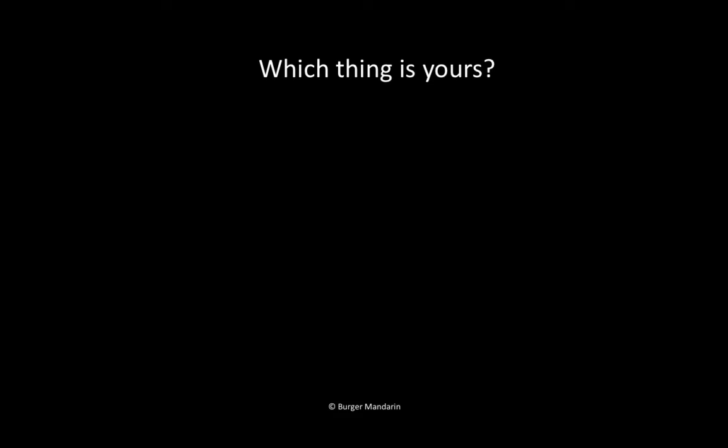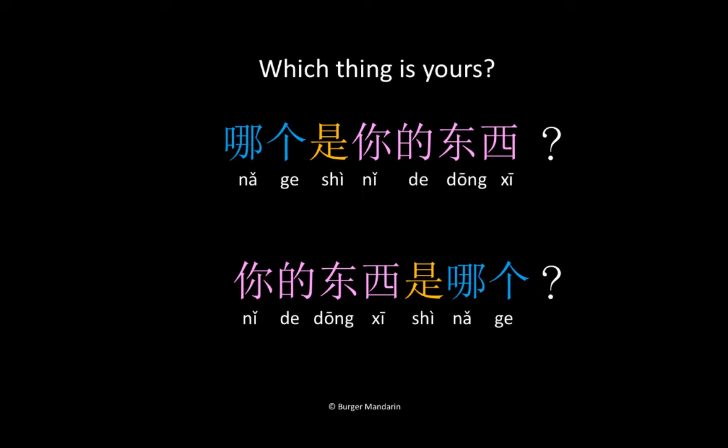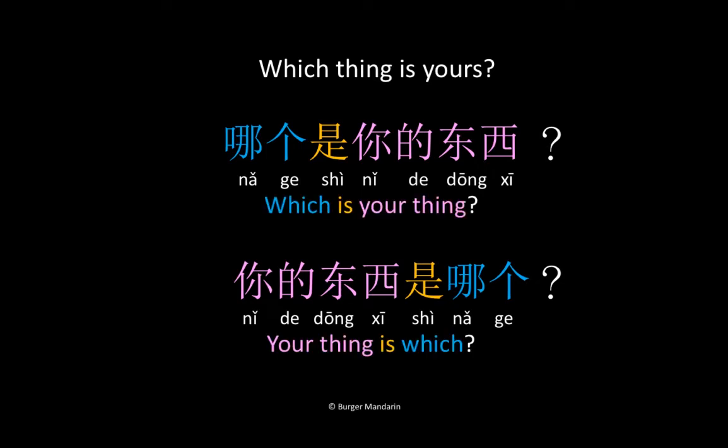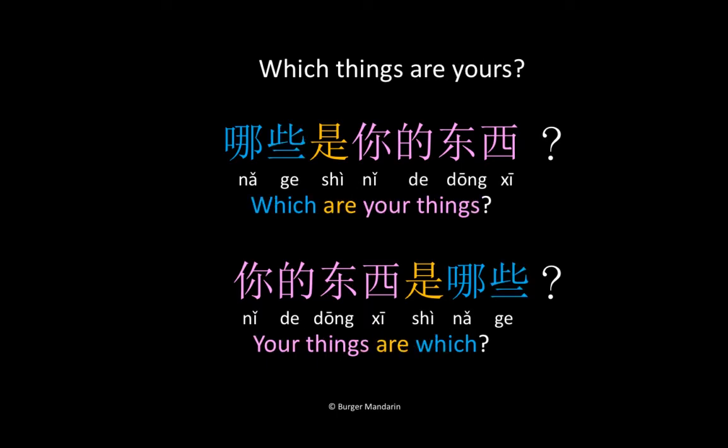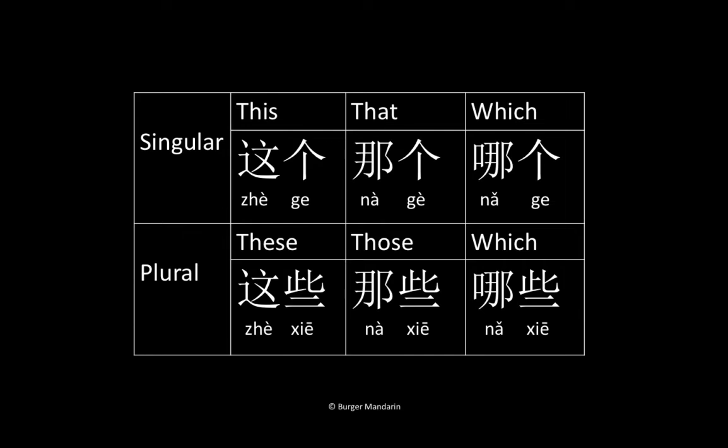So, the Mandarin for which thing is yours is 哪个是你的东西 or 你的东西是哪个. We can either put 哪个 in front of the sentence or at the end of the sentence. Now, if you want to say which things are yours, you can change 哪个 into 哪些. So, 哪些是你的东西? 你的东西是哪些?